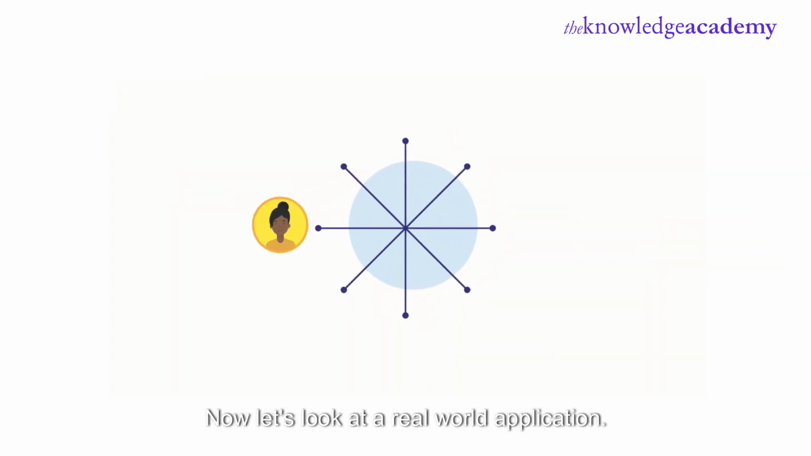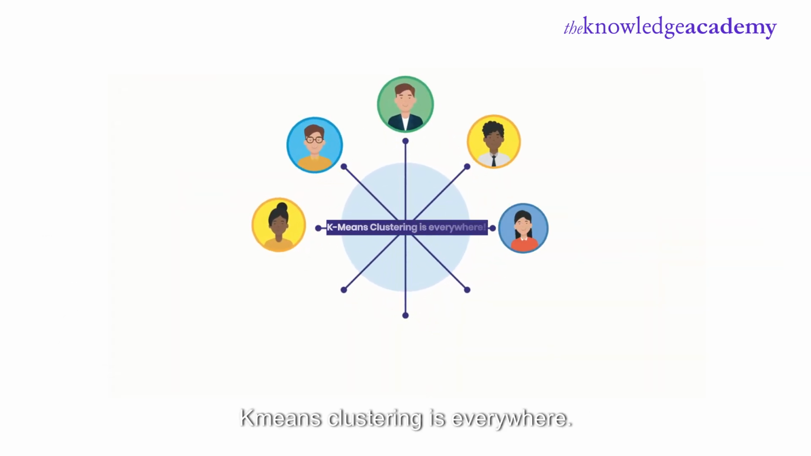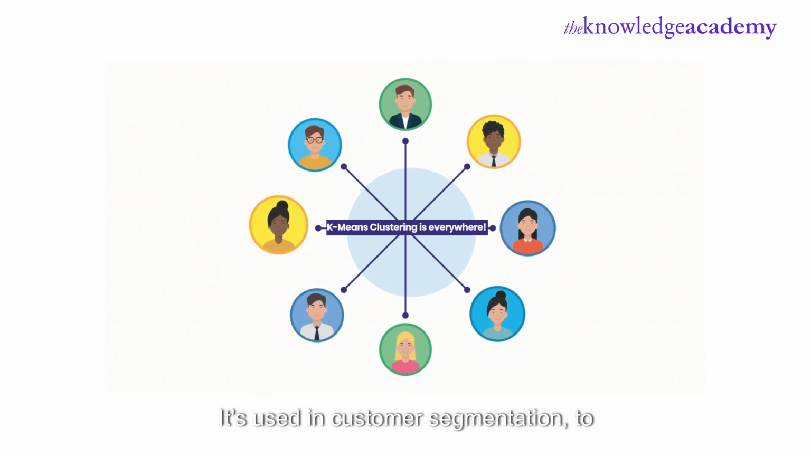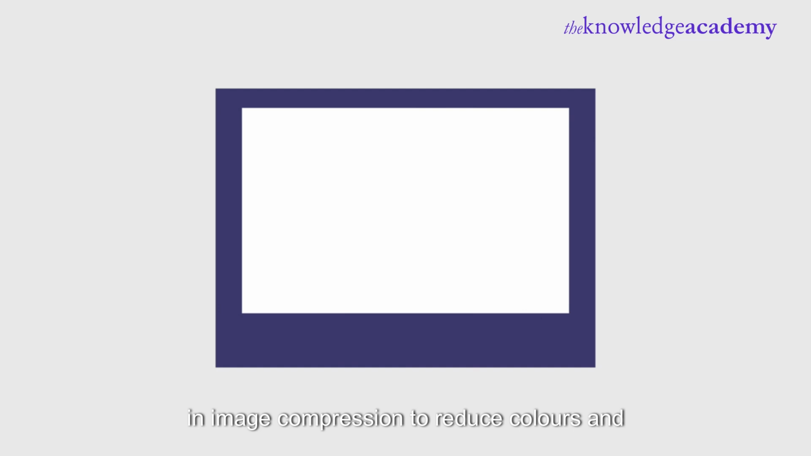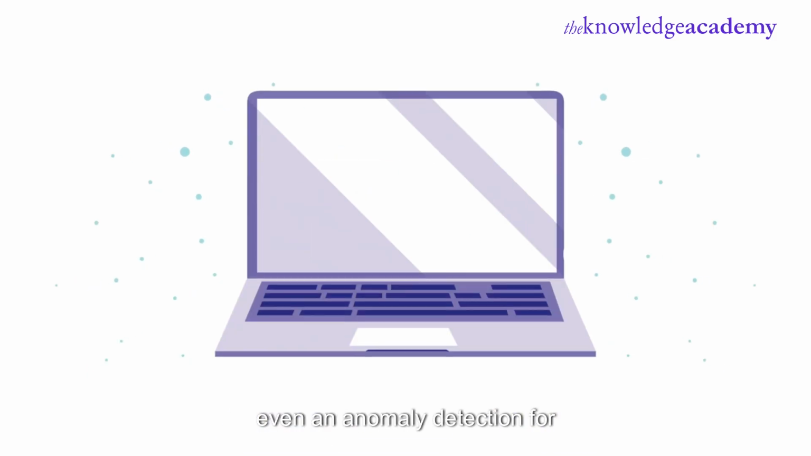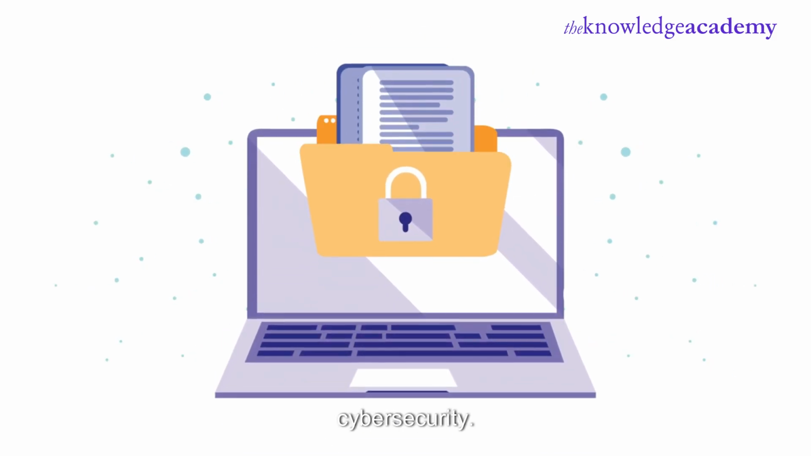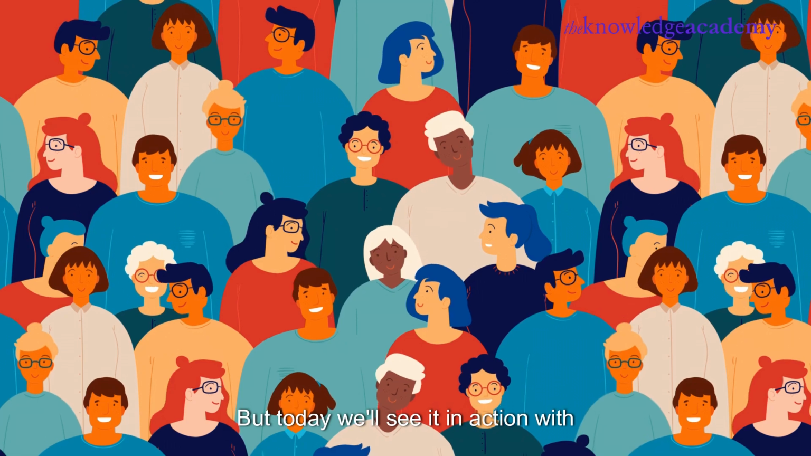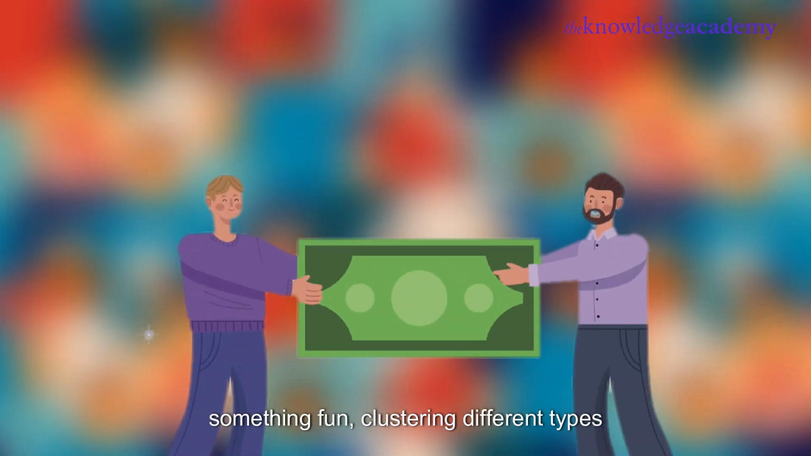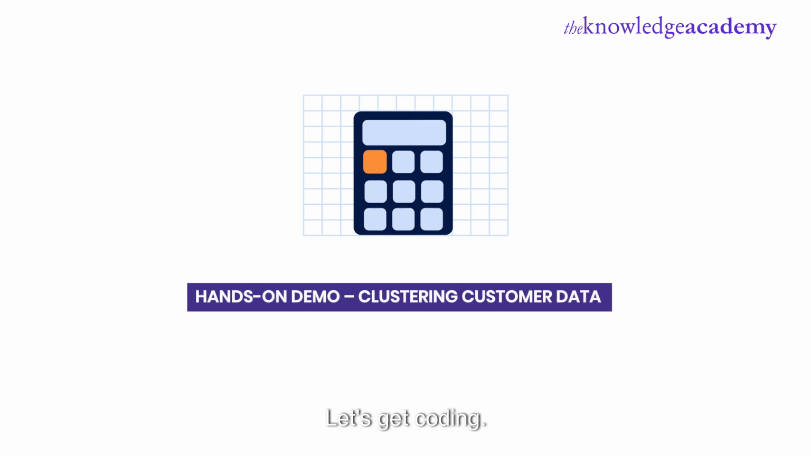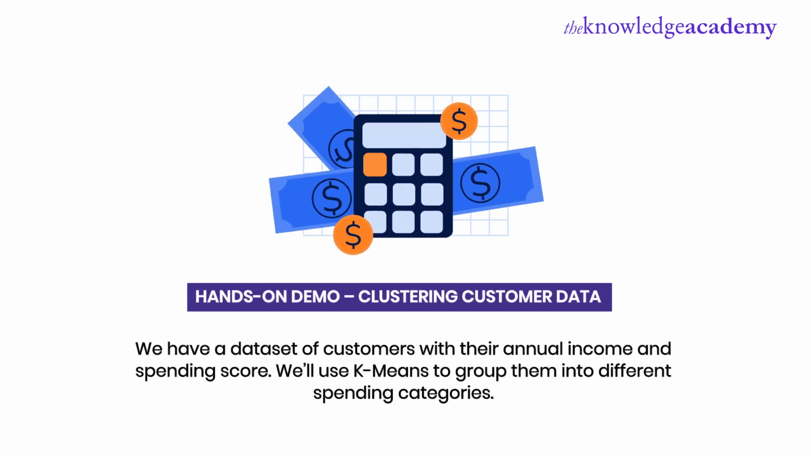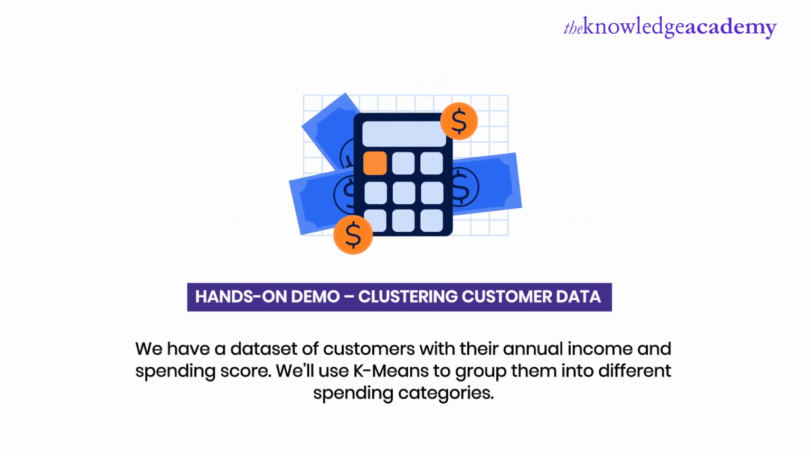Now let's look at a real-world application. K-means clustering is everywhere. It's used in customer segmentation to group shoppers based on their buying habits, in image compression to reduce colors, and even in anomaly detection for cybersecurity. But today, we'll see it in action with something fun, clustering different types of customers based on their spending behavior. Let's get coding. We have a data set of customers with their annual income and spending score. We'll use K-means to group them into different spending categories.